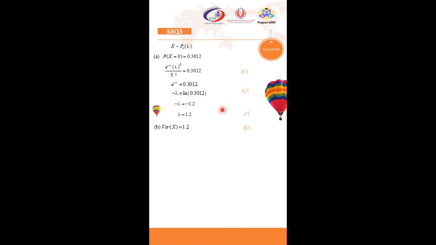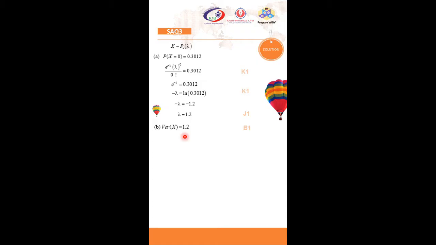Okay, next we go to part B. From this lambda, you have to find out the variance. Use the lambda given, 1.2. So the variance is also 1.2. Remember, for the Poisson distribution, the mean and the variance are both lambda. So no calculation, just a statement. 1 mark. This is B1, 1.2 the variance.